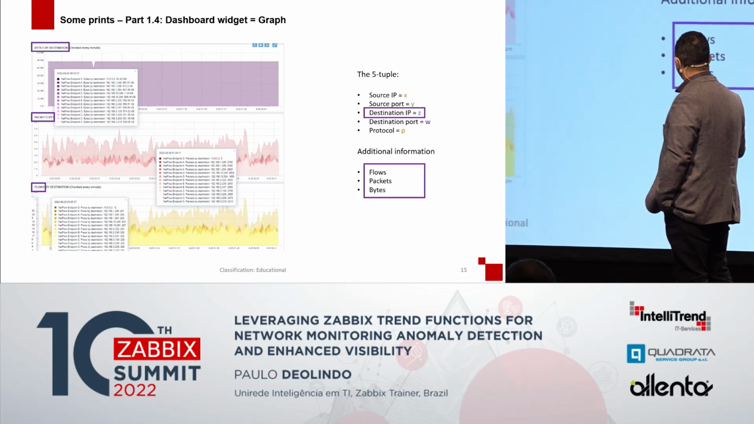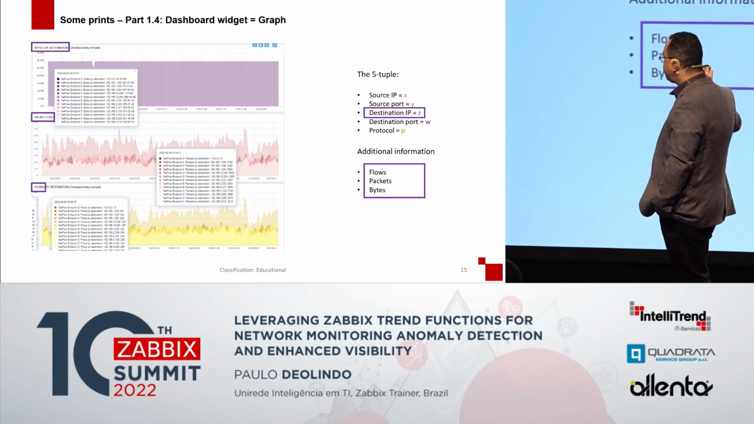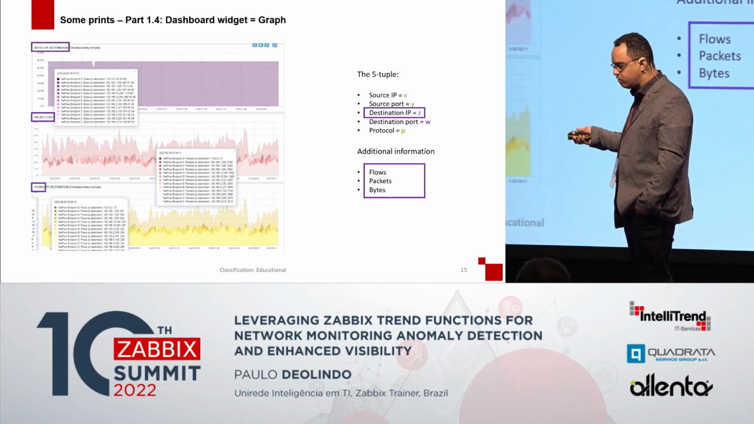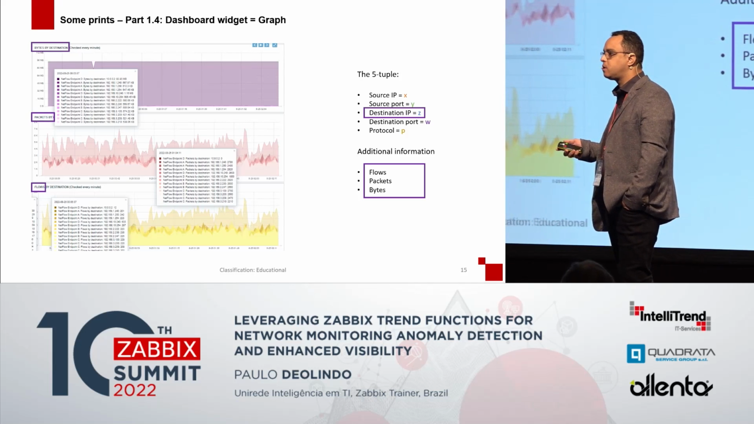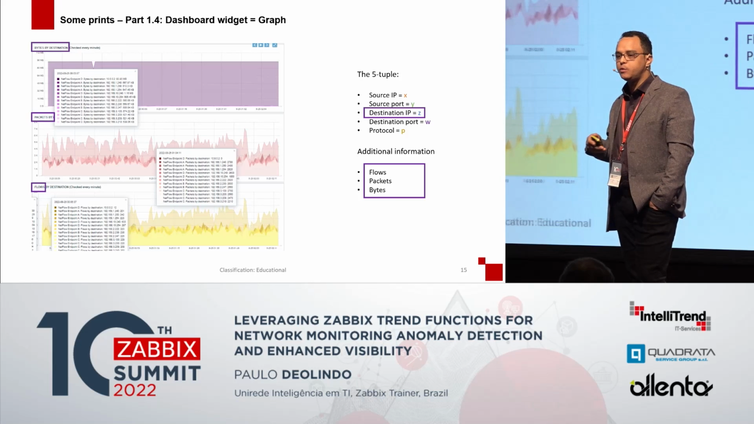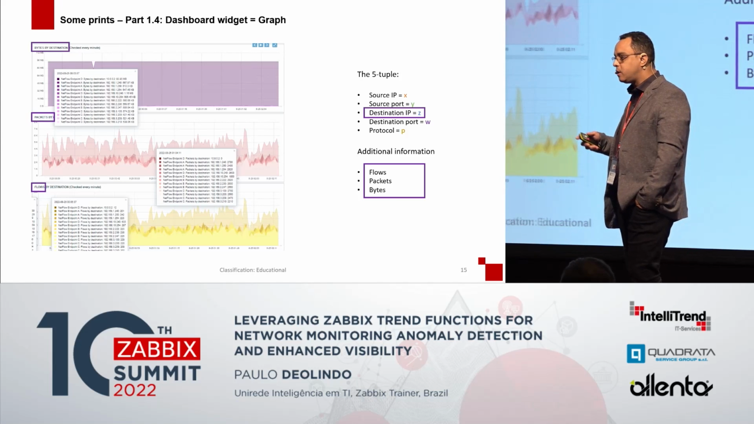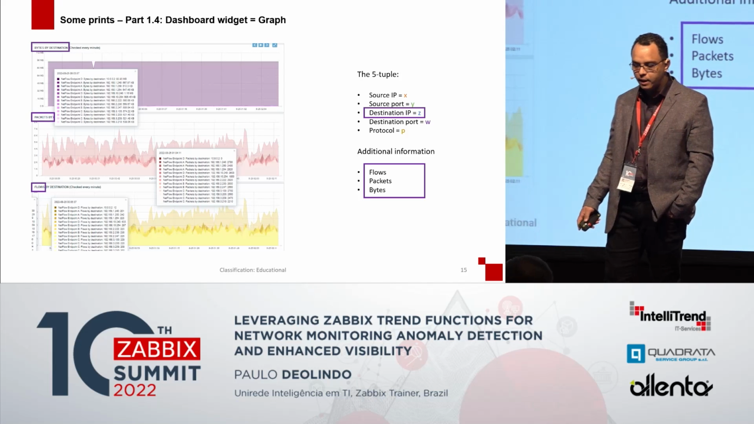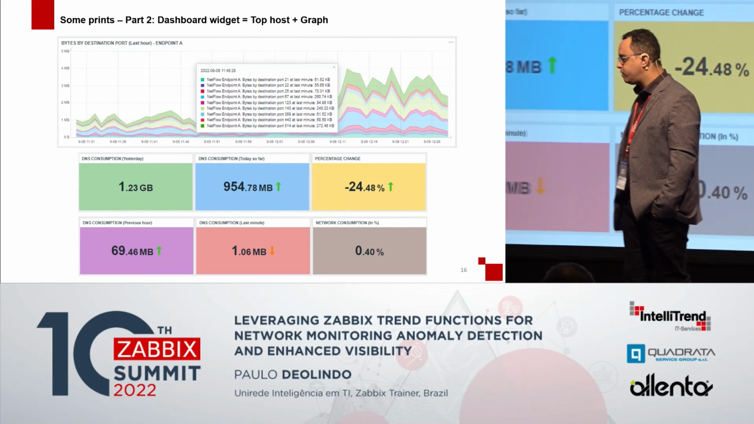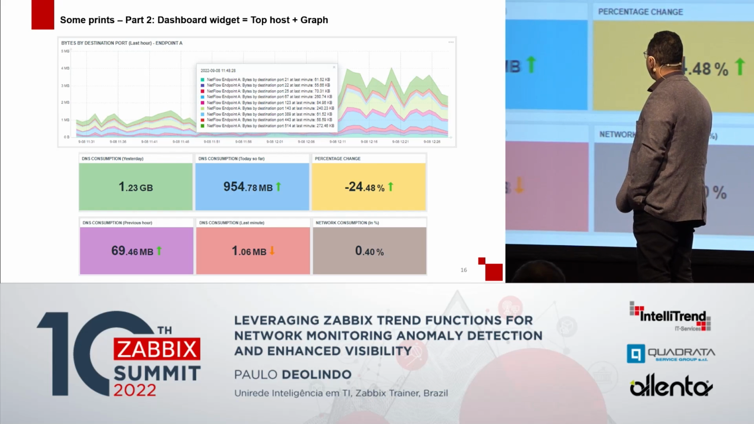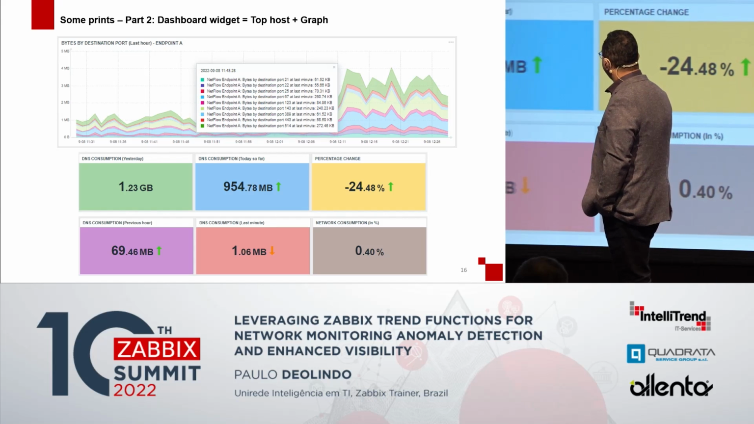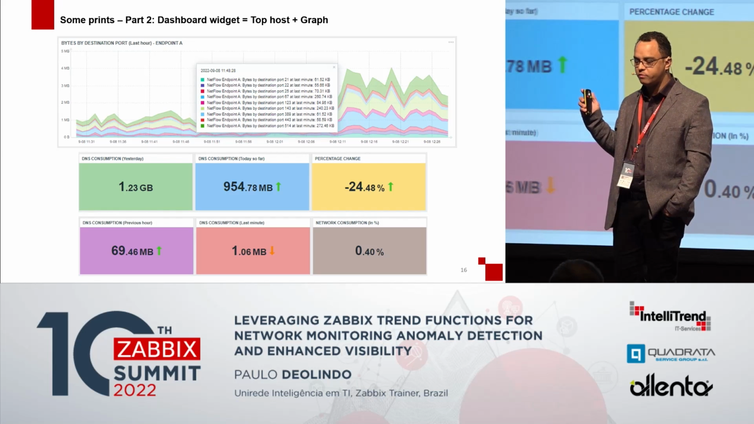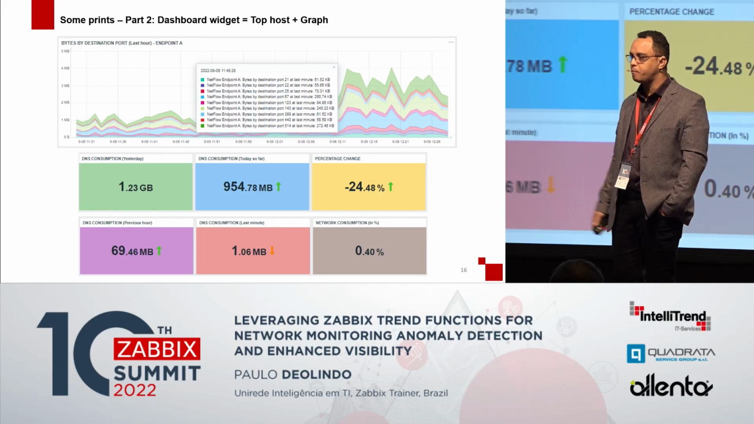So, on the right, additional information, a 5-tuple concept that involves a row of values with source and destination IP, source and destination ports, and the protocol used in these communications, and additional information like flows, packets, and bytes. Okay, here we have some very, very interesting, very nice implementation, bytes consumption by service considering all network discovery services using LLD.